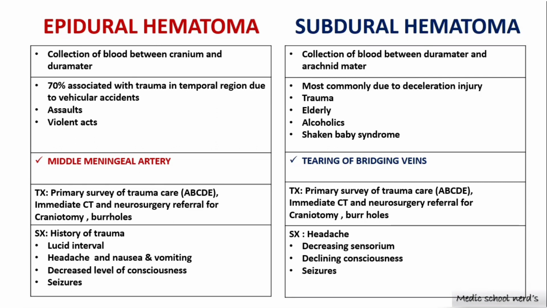And the symptoms: when compared to the epidural hematoma, most patients may or may not have headache in the subdural hematoma, because subdural hematoma is always associated with the chronic or subacute stages, but epidural is always acute in stage. And patients will have headache, decreasing sensorium, declining consciousness, and seizures.